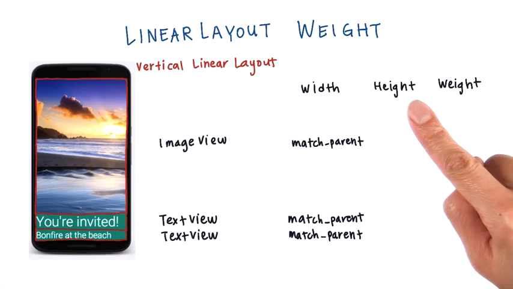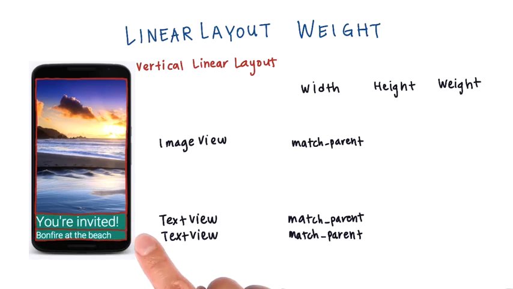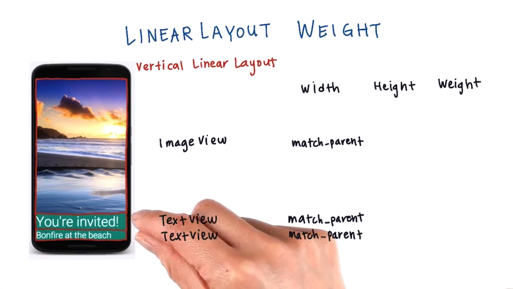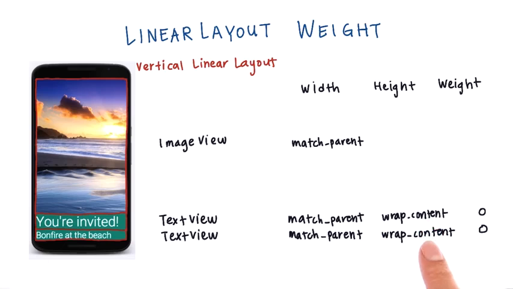Then we work on the height of each view. These 2 text views are easy because they wrap to the content inside of them. So we set wrap content for the height of each text view. We also set the weight values to be 0 because we don't want these values to change even if there's available space in the parent.